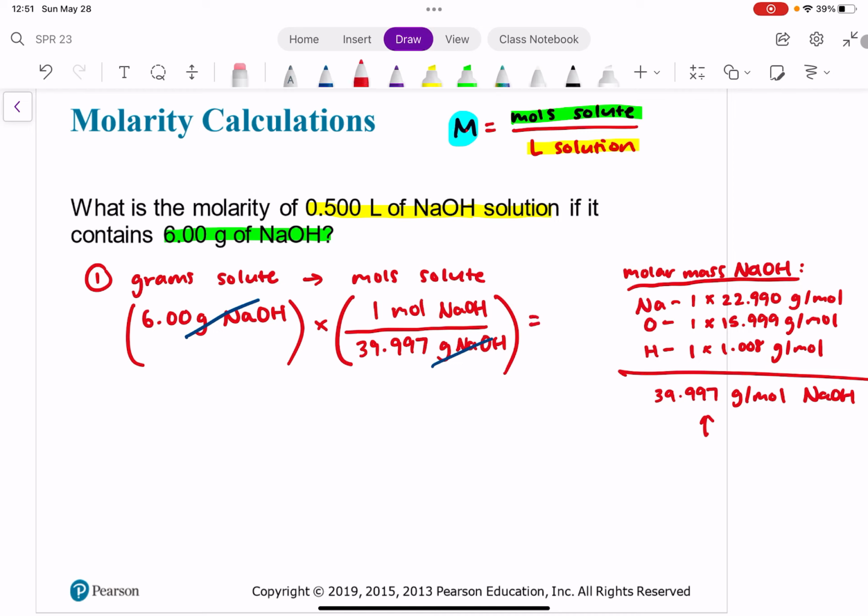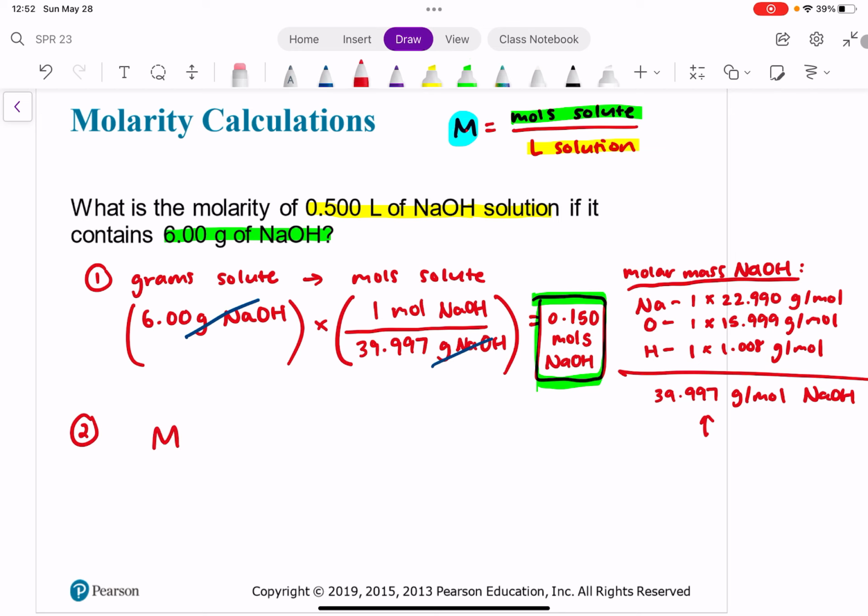And we got 6.00 divided by 39.997. So that is 0.15, let's go 3 sig figs, moles of NaOH. All right. So we got 0.150 moles of NaOH. So let's do our second step now. So now we actually have, this is our green number, the one that's going to go on top, right? So let's move this equation down here.